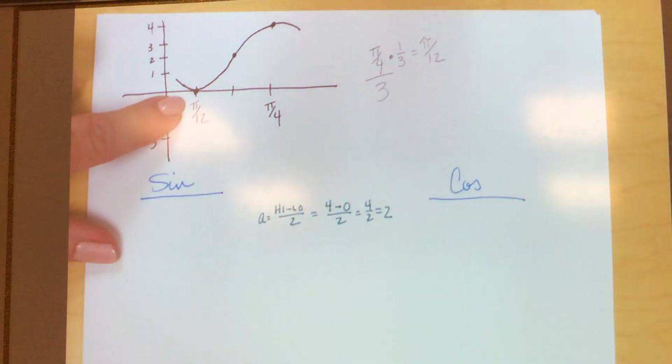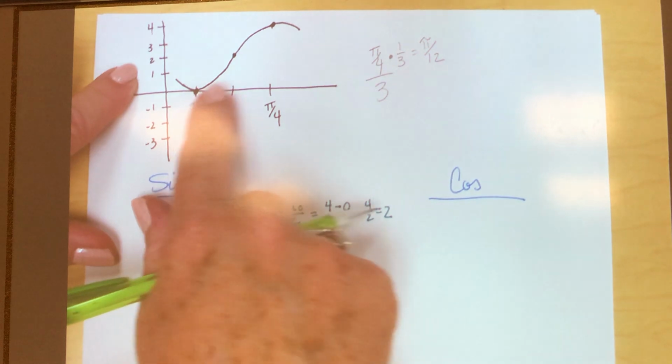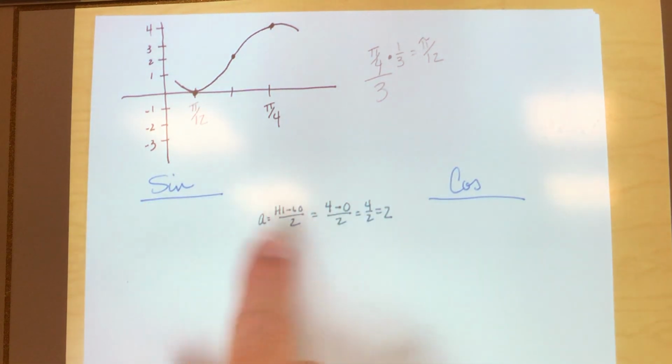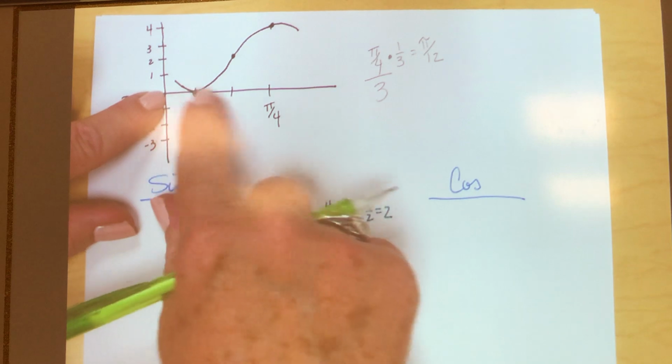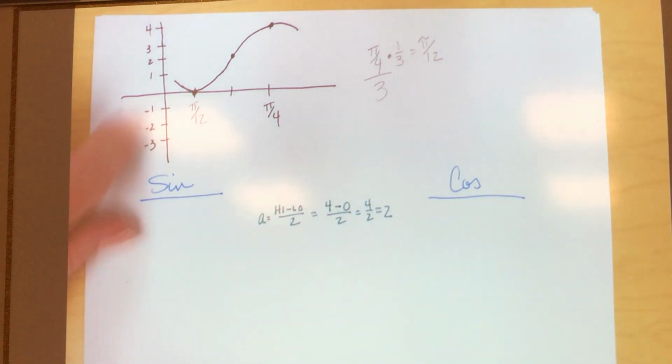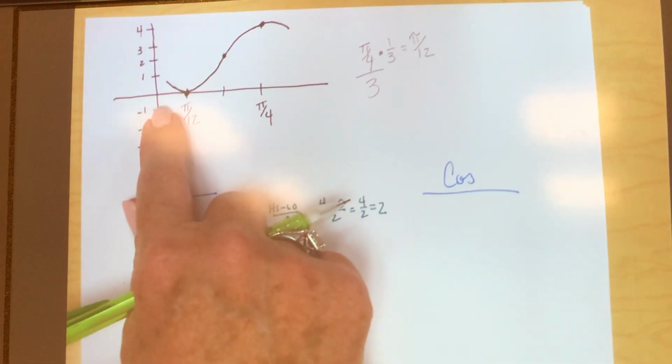Are you with me? Where'd you get 1/3? Because there's 3 spaces. 1 space, 2 spaces, 3 spaces. If there had been 12 spaces, I would have divided by 12. If there had been 6 spaces, do you see what I'm saying? However many spaces between 0 and that, that's what you have to divide by. By 3. Okay?